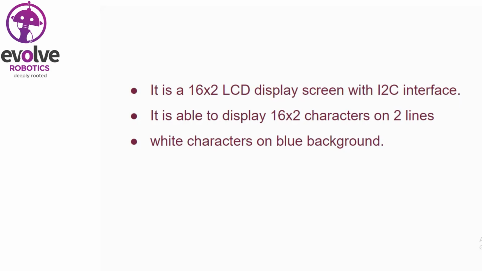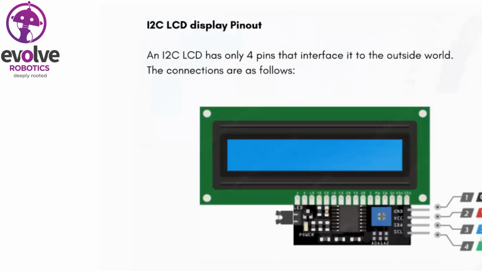Here I am using 16 by 2 characters on 2 lines, and it is white characters on a blue background. So this is the diagram of the LCD having 16 columns and 2 rows. Here I am using I2C communication, so it has only 4 pins.